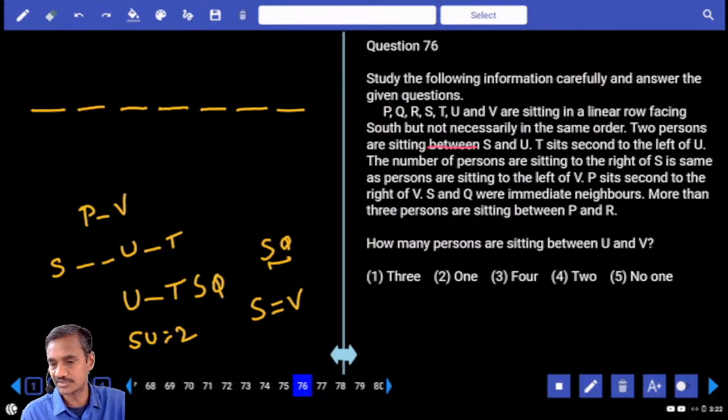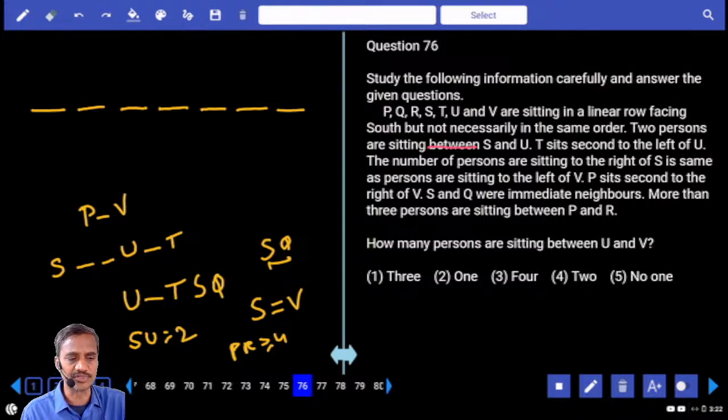Then in this case, there are more than 3 persons between P and R. Now in between P and R, how many people are there? More than 3. More than 3 means greater than or equal to 4.